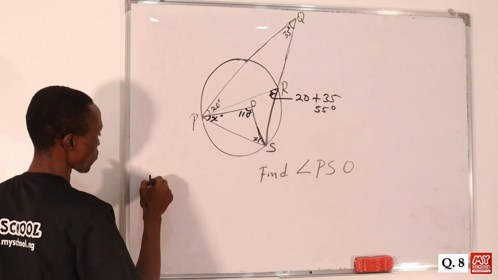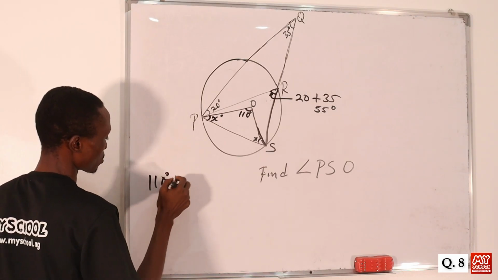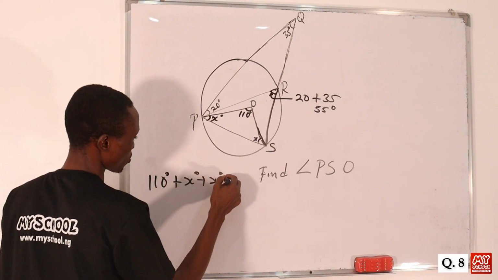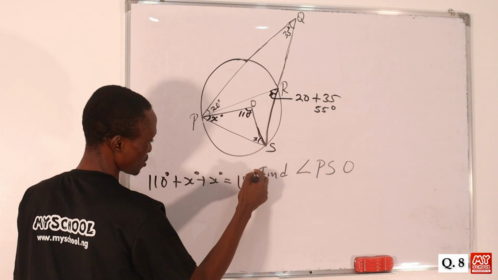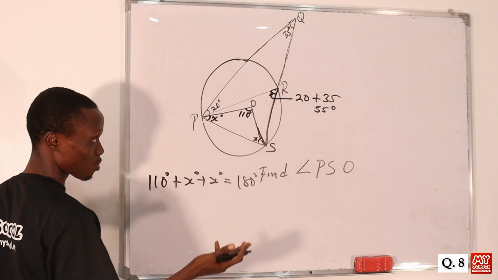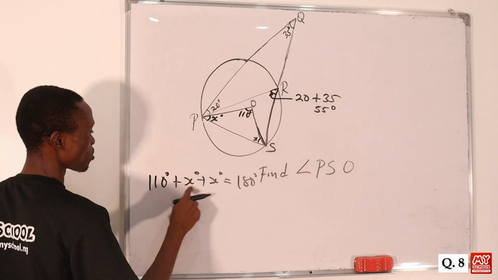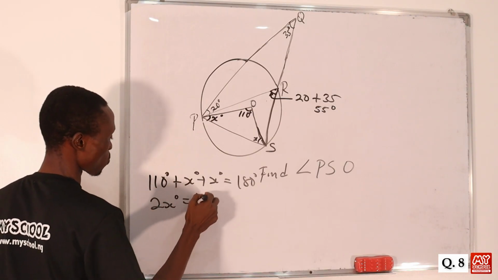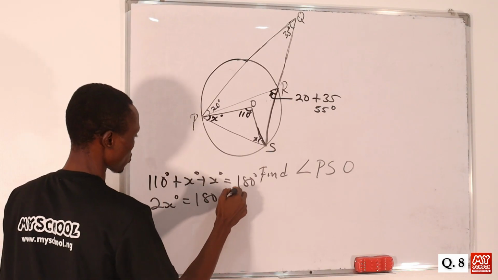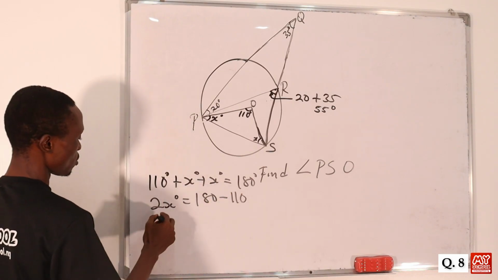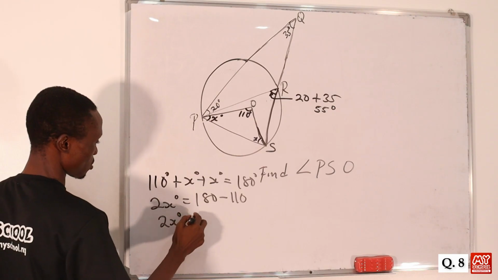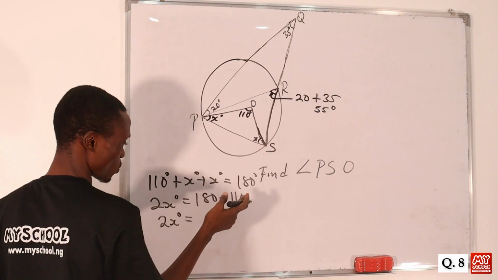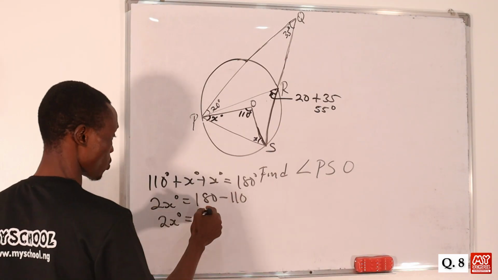So remember that 110 degrees plus s degrees plus s degrees is equal to 180. The reason being, the sum of angles in a triangle is equal to 180. So if we add these two s's together, we'll have 2s degrees equal to 180 minus 110. Okay, so 2s degrees is equal to, if we subtract here, 70. That is 180 minus 110, right? That will be equal to 70.